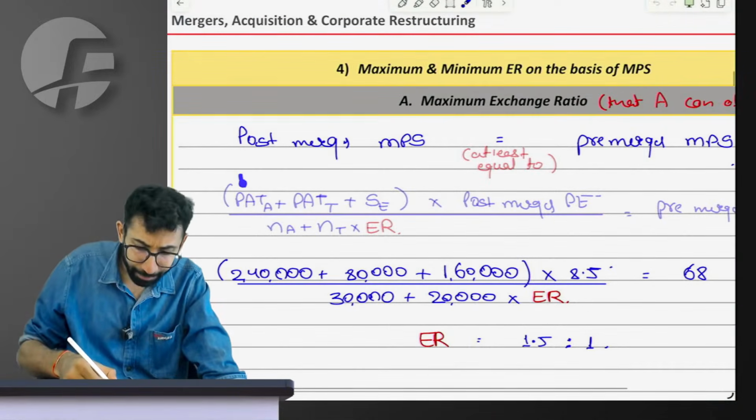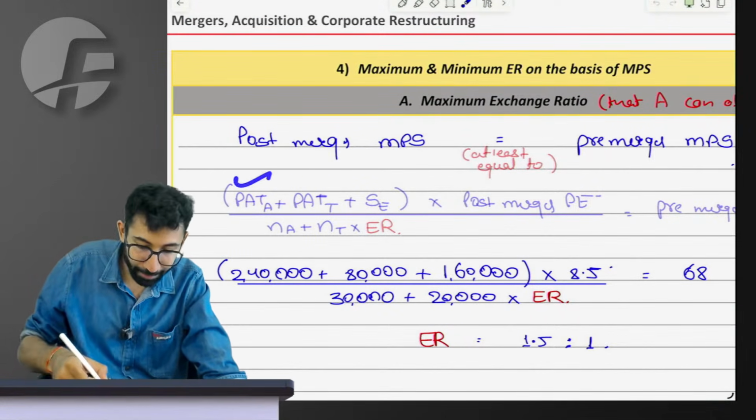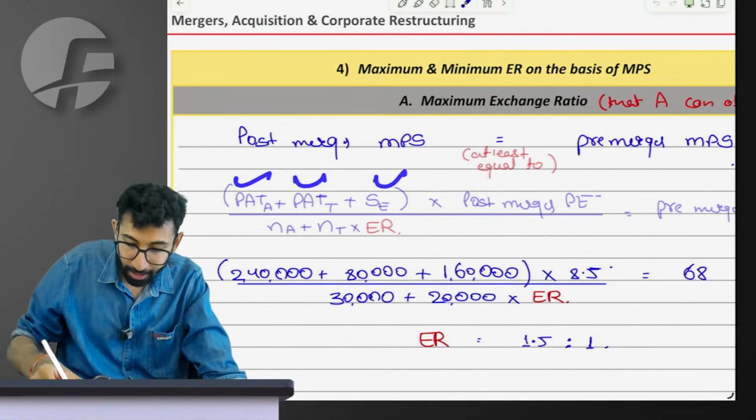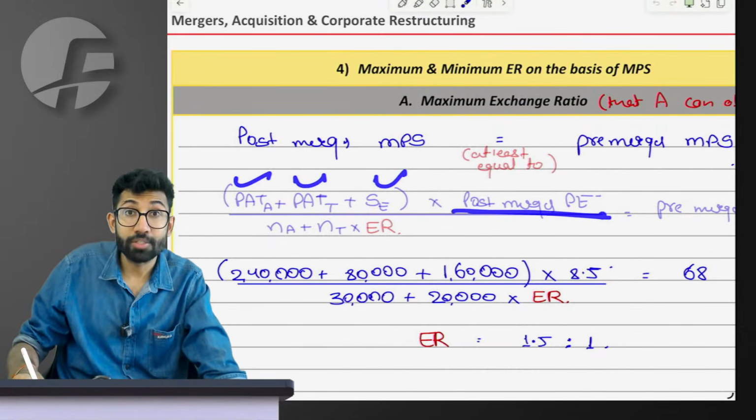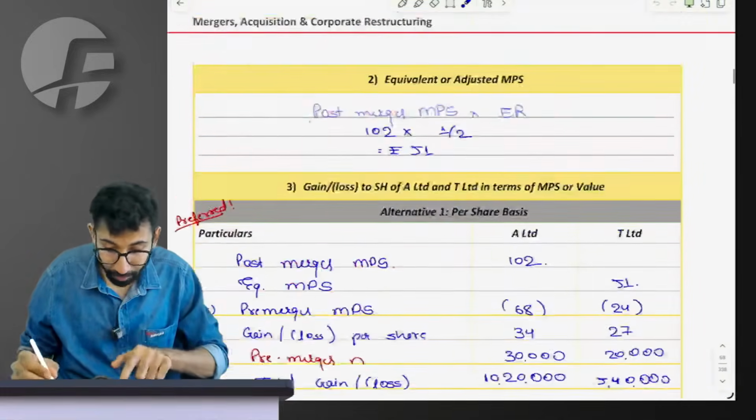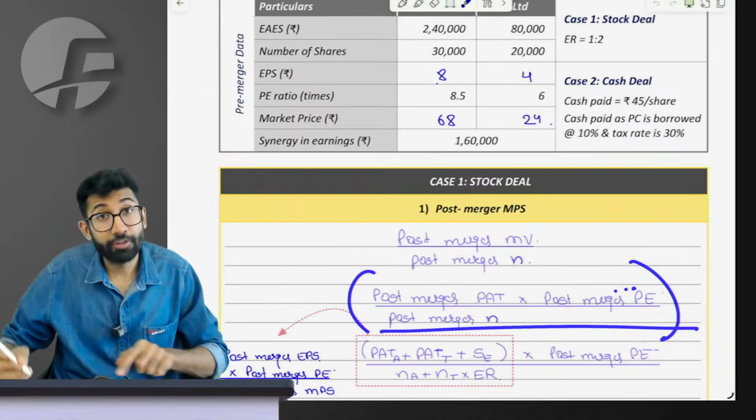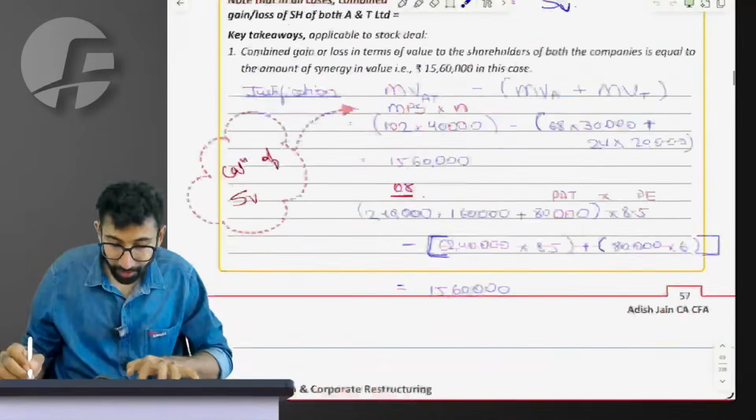Sir, my PAT plus, what is the formula to calculate post merger MPS? My PAT, your PAT, synergy in PAT, multiplied by post merger P/E ratio, because we are calculating the post merger MPS by way of earnings. In which section are we? Sir, this is the section we are in. This is the way to calculate post merger MPS.